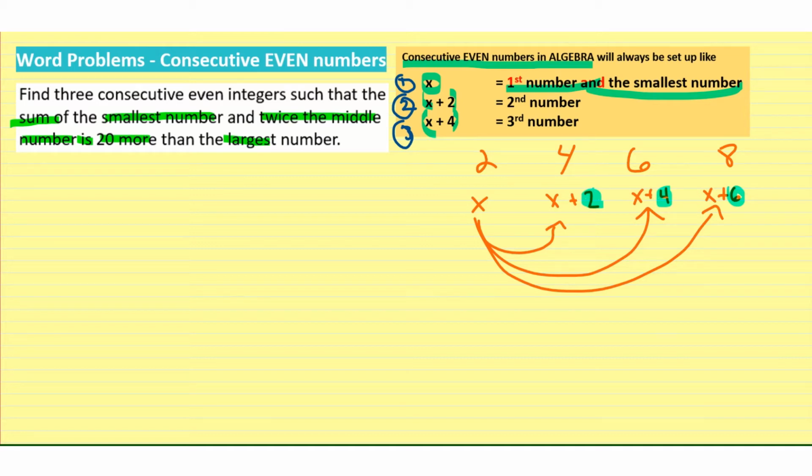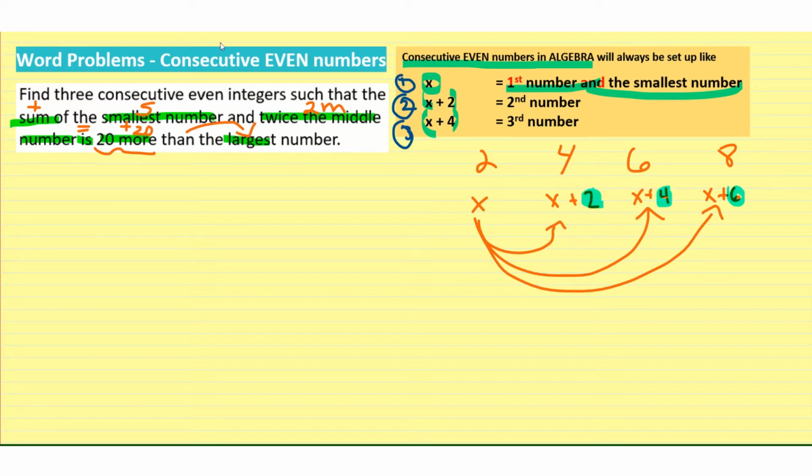I have a sum. A sum is a plus. It says sum of the smallest number. Right now I'm just going to call it S, which helps me think about it. And twice the middle number, I can think of as 2 times the middle number. Then "is" always means equals in math language. "20 more" means plus 20. What is it 20 more than? It's 20 more than the largest number.